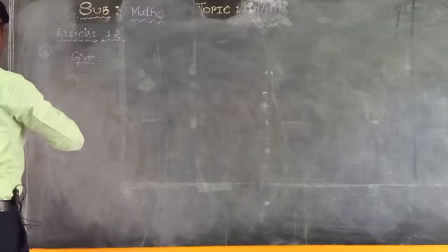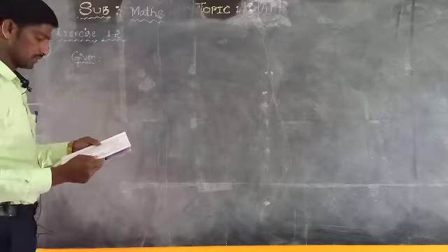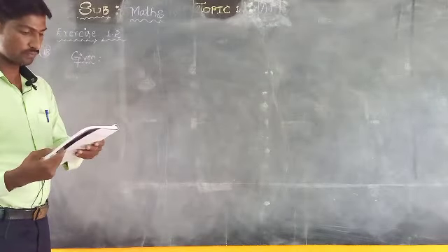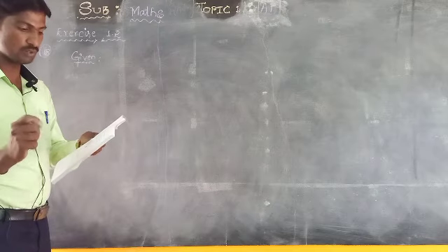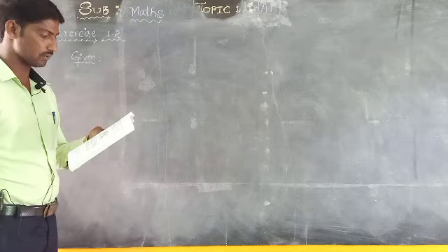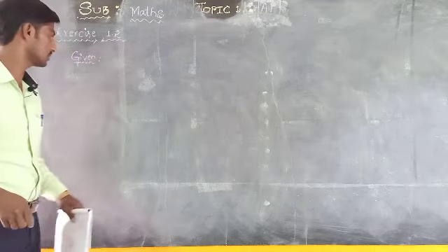Question number 18. What is that question? Let us see that question. The sum of the 4th and 8th terms of an AP is 24 and the sum of the 6th and 10th terms is 44. Find the first 3 terms of the AP.